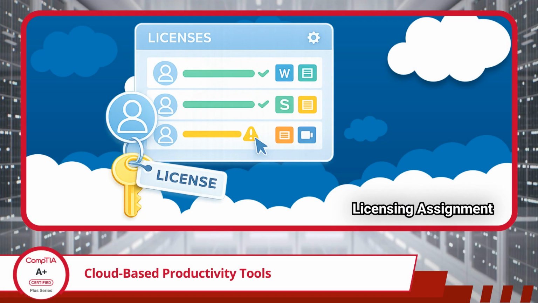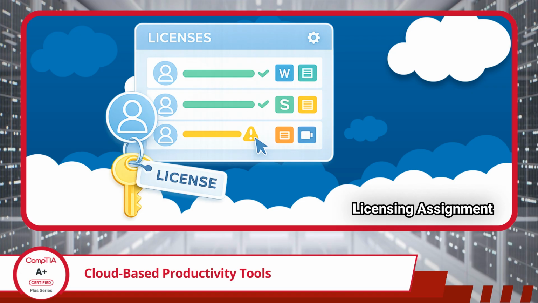Building on identity synchronization, the next piece to understand is licensing assignment. Licensing assignment is the process of granting users access to specific applications and features based on a valid software license. In cloud environments, simply having an account is not always enough. The user must also be assigned the appropriate license to unlock the tools they need. For example, a user may be able to sign into a cloud platform, but when they open an application, certain features may be disabled or unavailable.